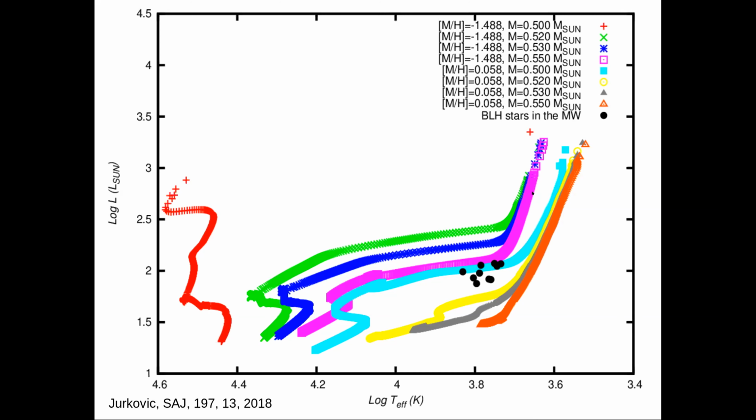If you look, the pink model is actually a metal poor model with minus 1.5 metallicity and a mass of 0.55. But if you look at this pale blue line, the model is actually for 0.0 metallicity with a mass of 0.5. So this is an interesting result, which I'm quite proud of.